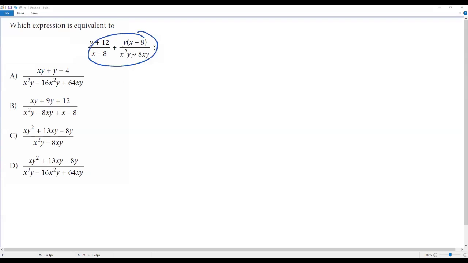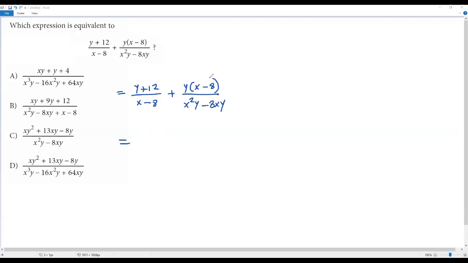Okay, let me take the given expression as it is: (y + 12)/(x - 8) + (y(x - 8))/(x²y - 8xy). To simplify the expression, I need to have the same denominator for both fractions so that I'll be able to add the two fractions.